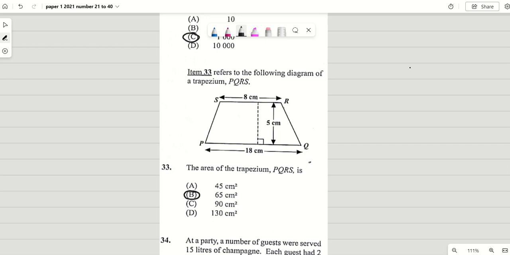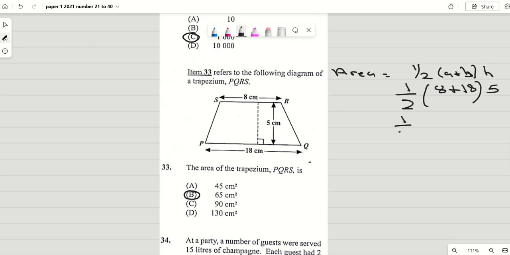This is a trapezium. They gave you the area of a trapezium in your formula sheet. Area is equal to half A plus B by your height, where A and B are the lengths of your parallel sides. So it's a half by A plus B, which is 8 plus 18, by a height, which is 5. So this is a half by 26 by 5. So a half of 26 is 13. 13 multiplied by 5 is equal to 65 centimeters squared. And that would be our answer.